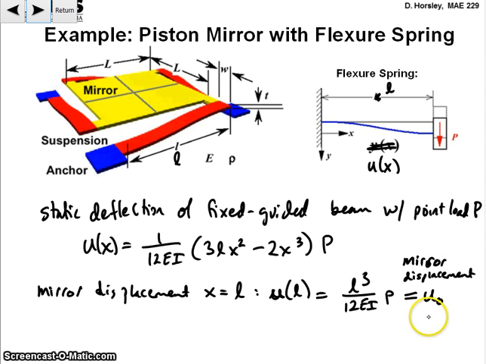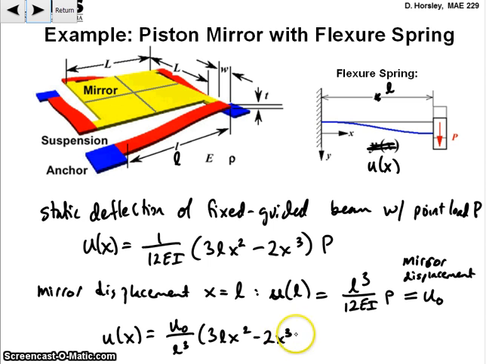Okay, mirror displacement is U naught. And so with that parameterization, I'm going to write U of x is equal to U naught over L cubed times (3L x squared minus 2x to the third).